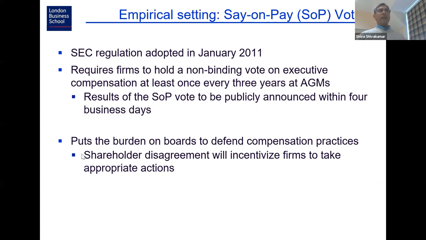The idea behind the say on pay is that if there are a sufficient number of shareholders who disagree with the executive compensation package and as a result vote against the package, then the firms will take these inputs into consideration in terms of reformulating or changing the executive compensations appropriately, or at least provide more disclosures to the shareholders to be able to better understand what is the logic behind the specific executive compensation package that has been chosen.